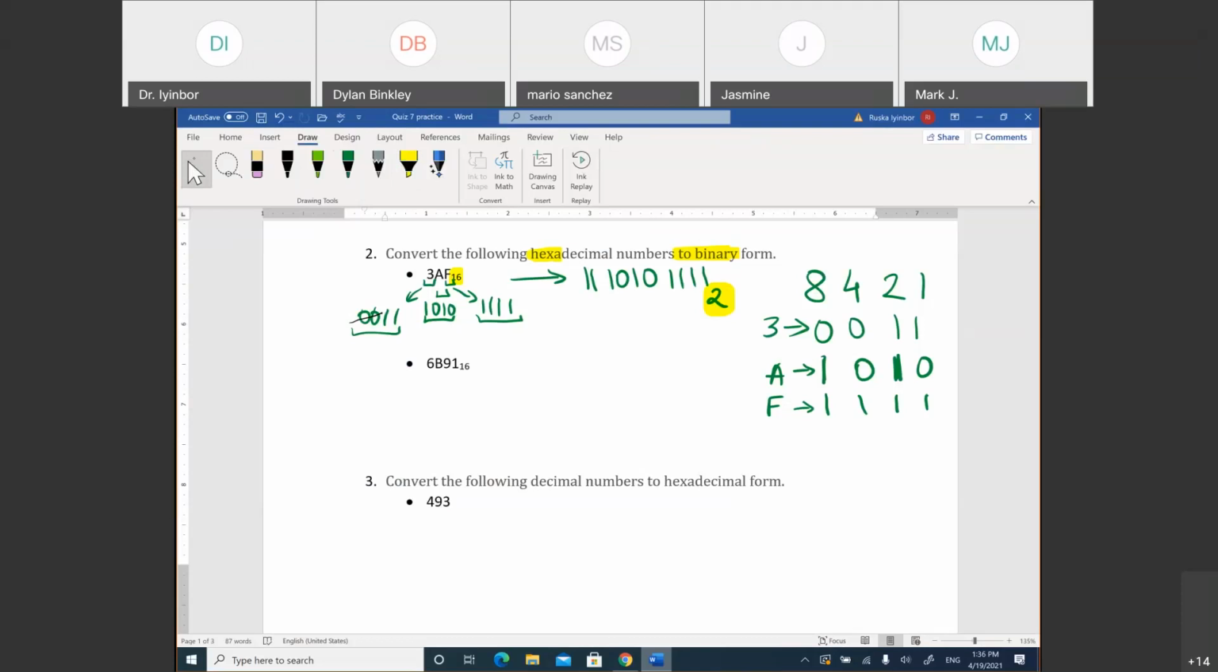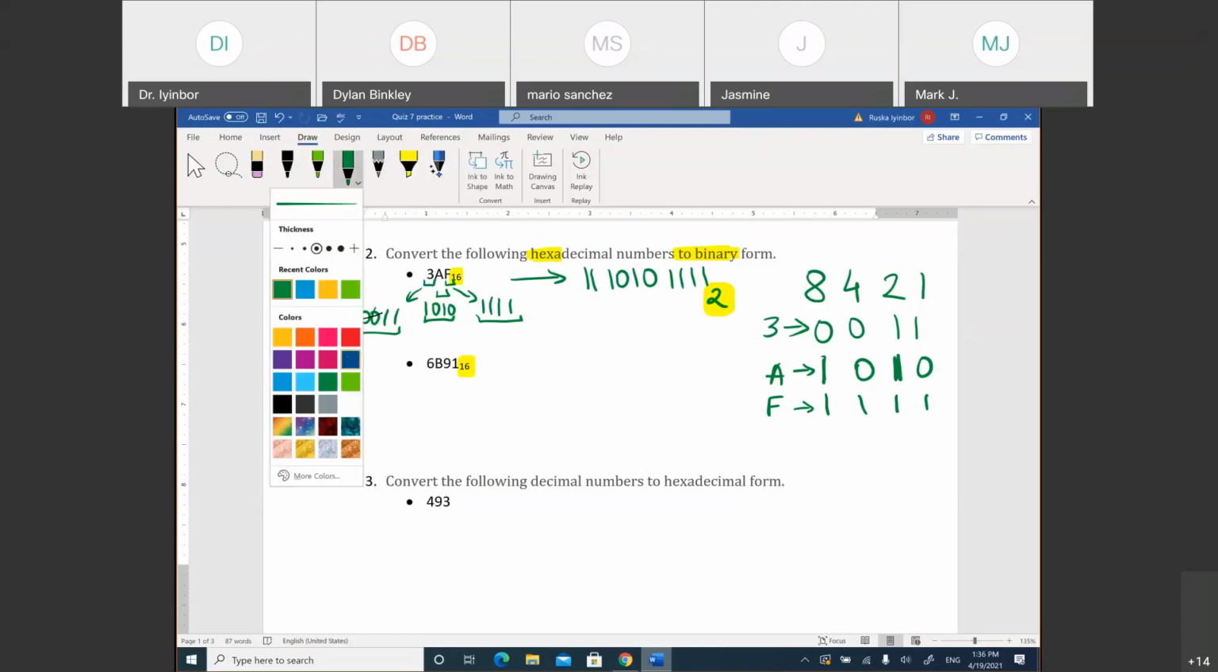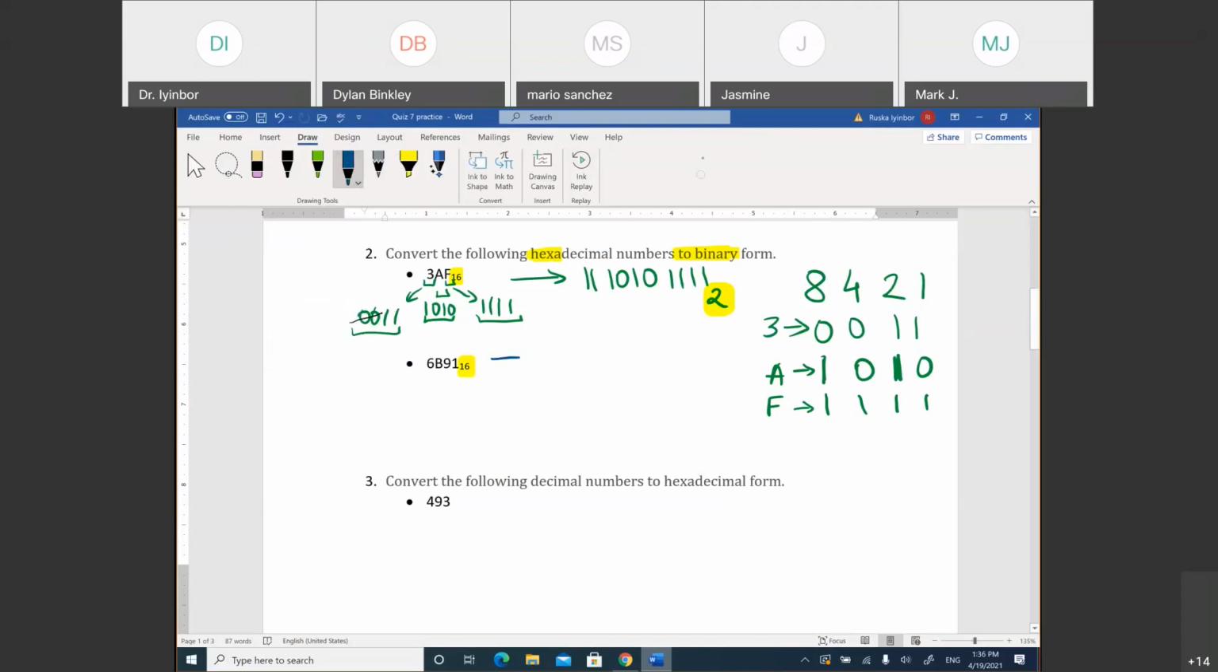Okay, then you have another one, going to the next example. Again, we're changing hexa to decimal... to binary. And here we're going to do the same way. 6. What is 6? 4 plus 2 is 6, right? So it's going to be 4 plus 2, and then you put zeros around. So 6 is going to be 0, 1, 1, 0.